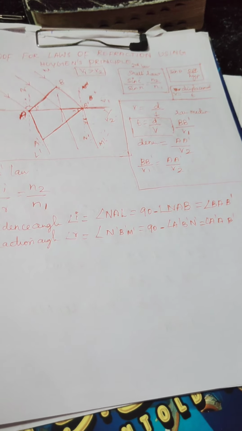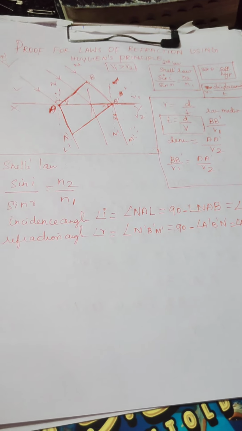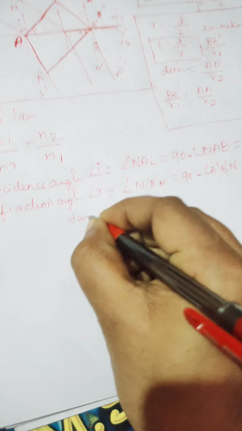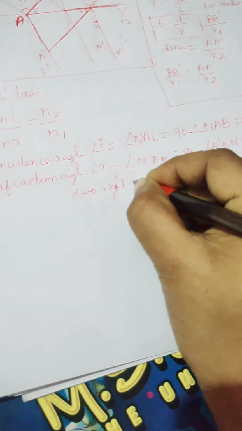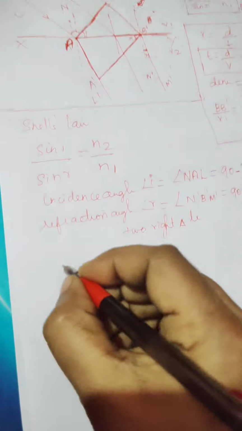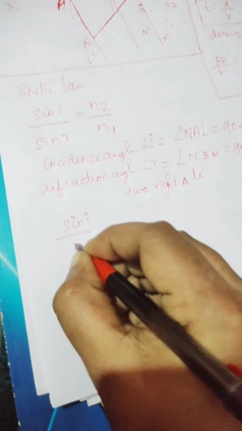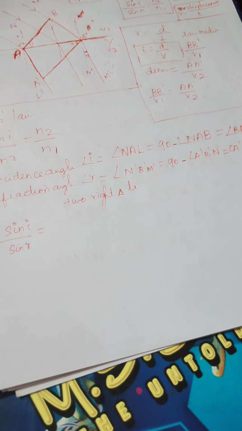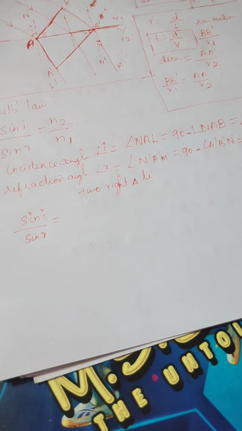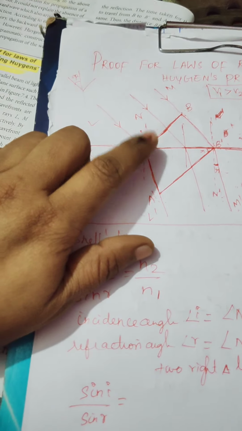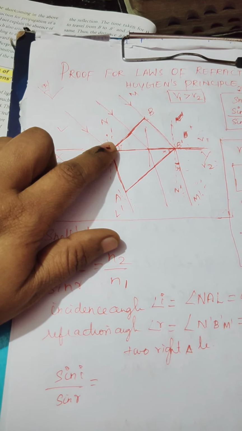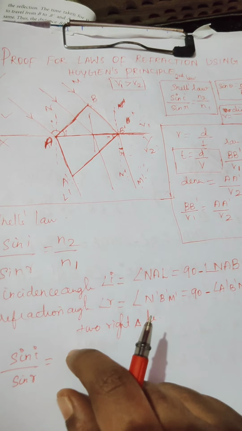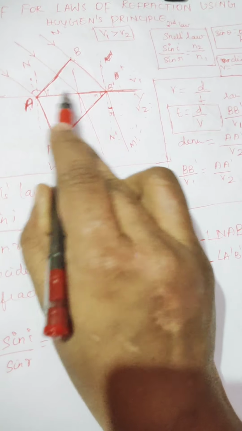Very easy, and we are going to take again the two right angle triangles. We have here one triangle and here one triangle. So what is the Snell's law formula we need to prove? Sin I by sin R. First for the incidence, take the right angle triangle. First we are going to see for this case. So sin I means, what is the formula? Opposite by hypotenuse.